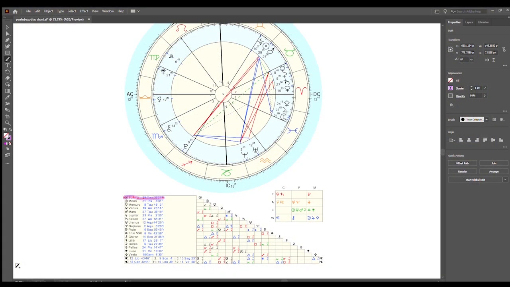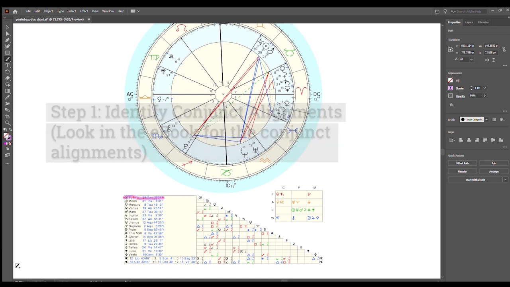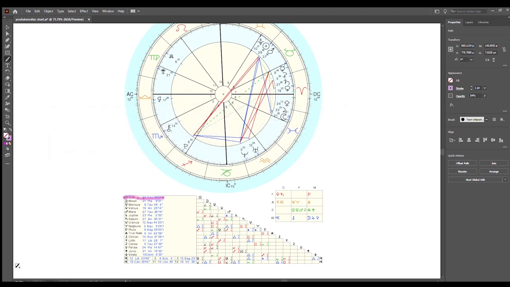Here we have a birth chart from a volunteer who graciously allowed me to use her birth chart for this video, so thank you very much for that. First step to interpreting your birth chart for starseed alignments is to first identify the conjunct alignments. The conjunct alignments are listed first under each star system in my ebook. So when looking at this birth chart, you can see that there's already some Pleiadian alignments.